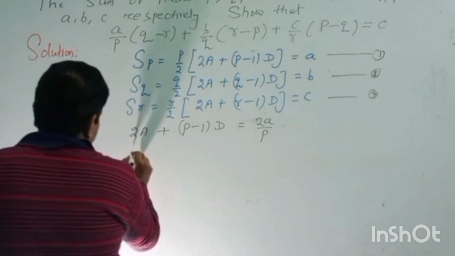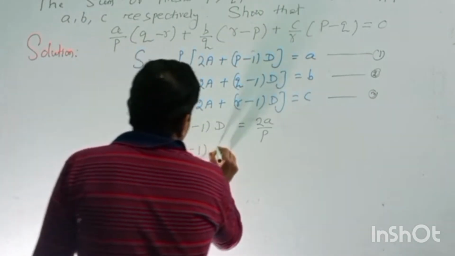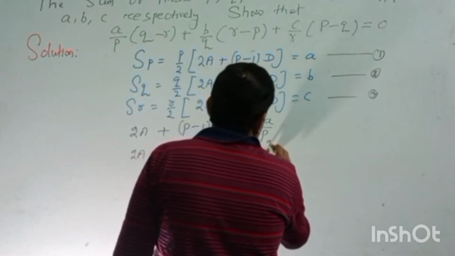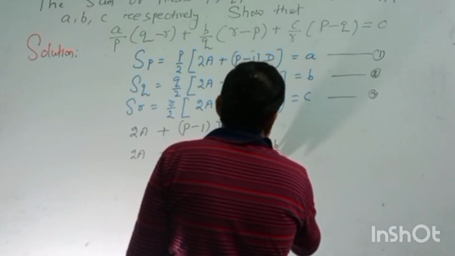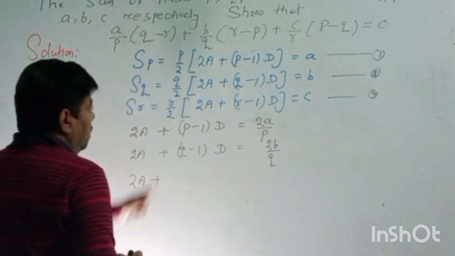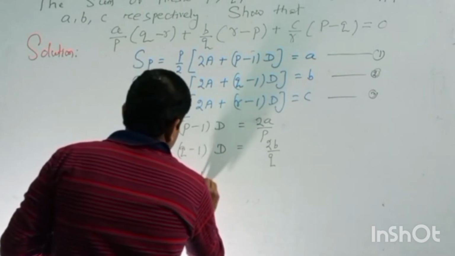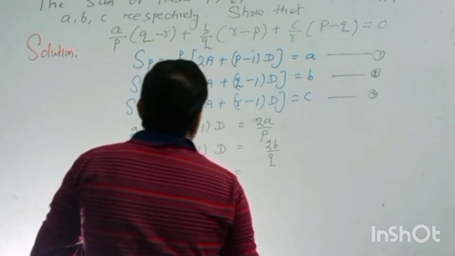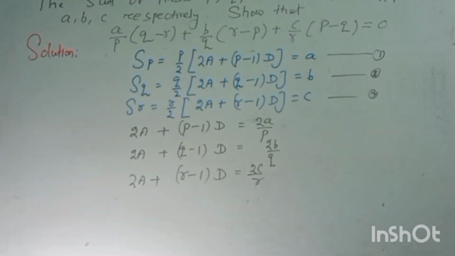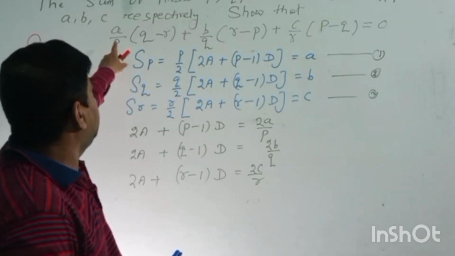Similarly, you can write 2a + (Q − 1)d, with Q by 2 transposed, equal to 2B/Q. And 2a plus, this R by 2 will be transposed, similarly 2a + (R − 1)d is equal to 2C/R. Okay? Understand? Now see students, look at the statement here, A/P (Q − R).